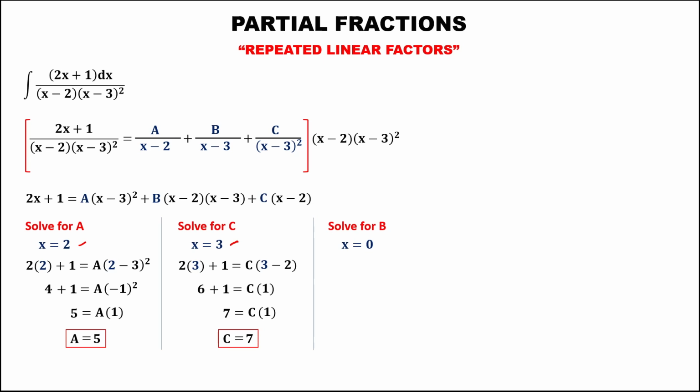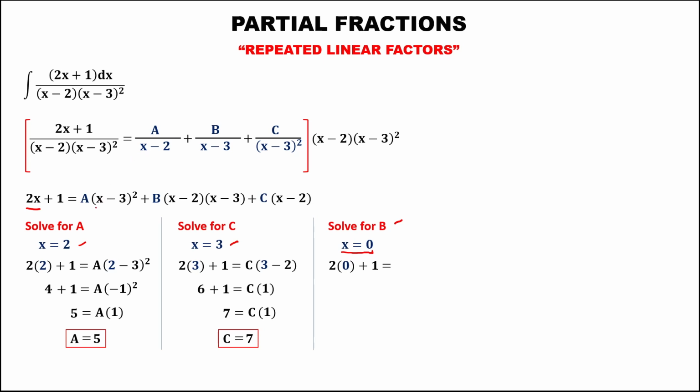Then substitute now the values. So x is equal to 0. So this is 2 times 0, then plus 1, then equals. So again, you can assign any value for x to solve for b. But since it's easy for us to solve for b if x is equal to 0, that's why I let x equal to 0.